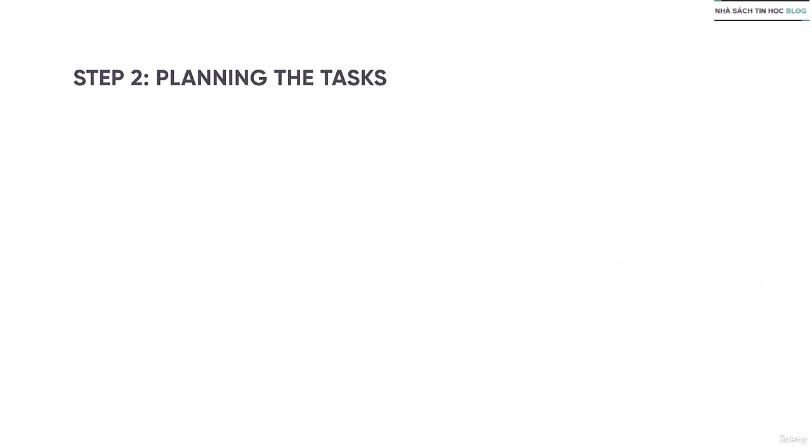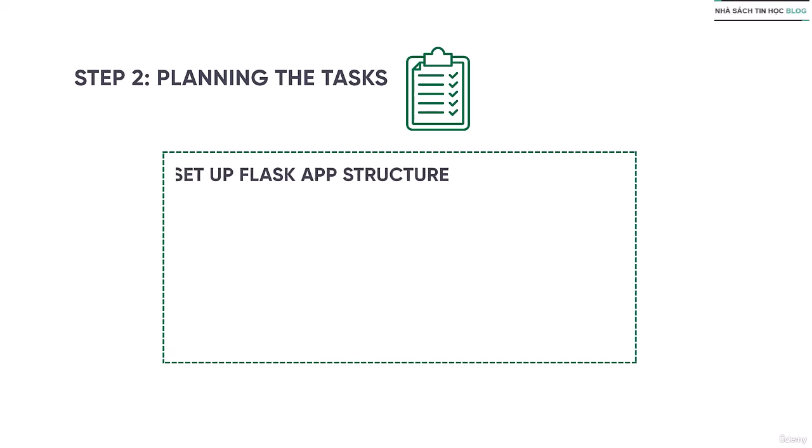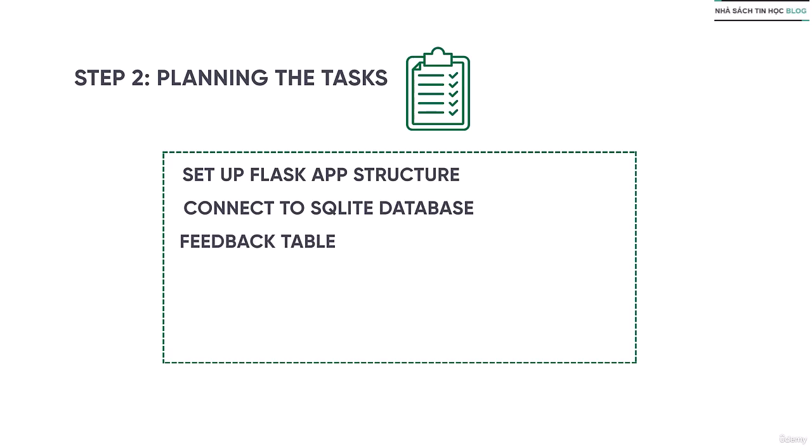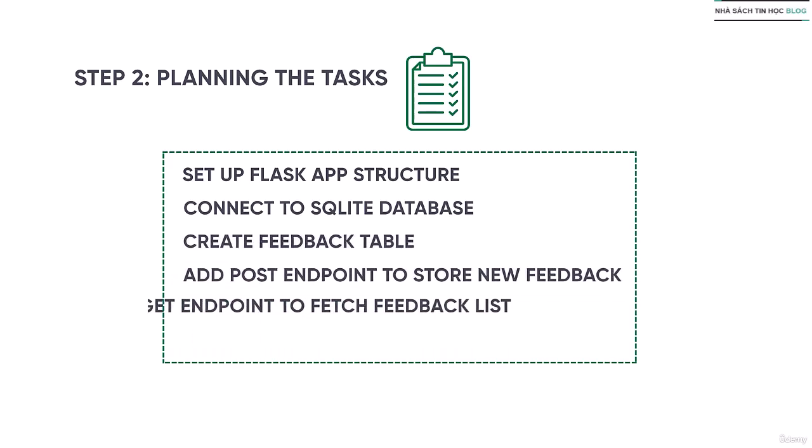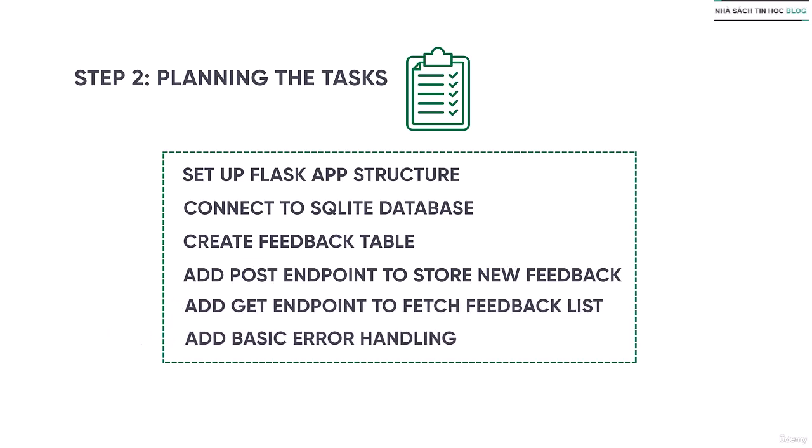Next step is planning the tasks. Next, the AI creates a small mental checklist, its internal plan. It might look something like this. It sets up the Flask app structure, connects to a SQLite database, creates a feedback table, adds a POST endpoint to store new feedback, adds a GET endpoint to fetch the feedback list, and adds basic error handling. This plan may or may not be shown to you, but it helps the agent stay organized and consistent.